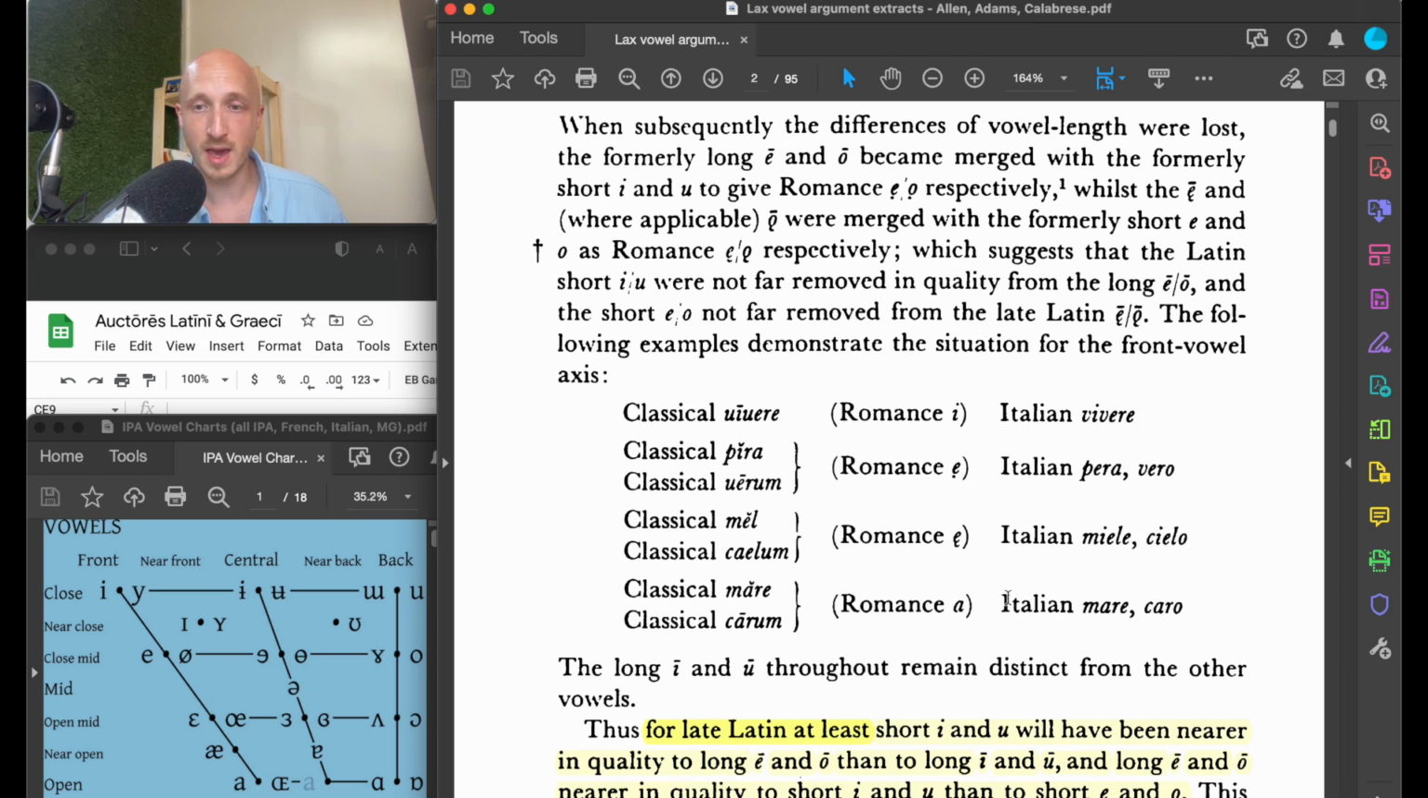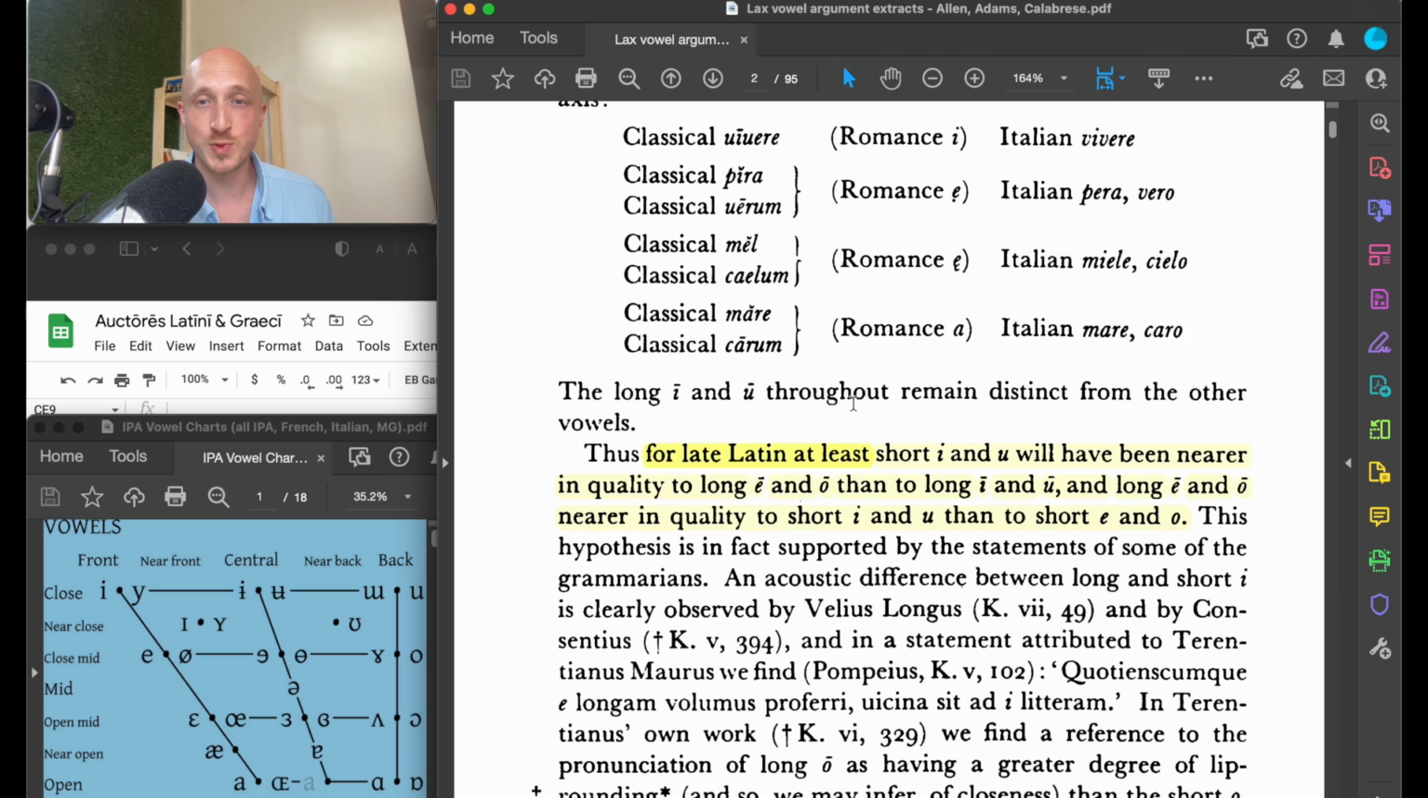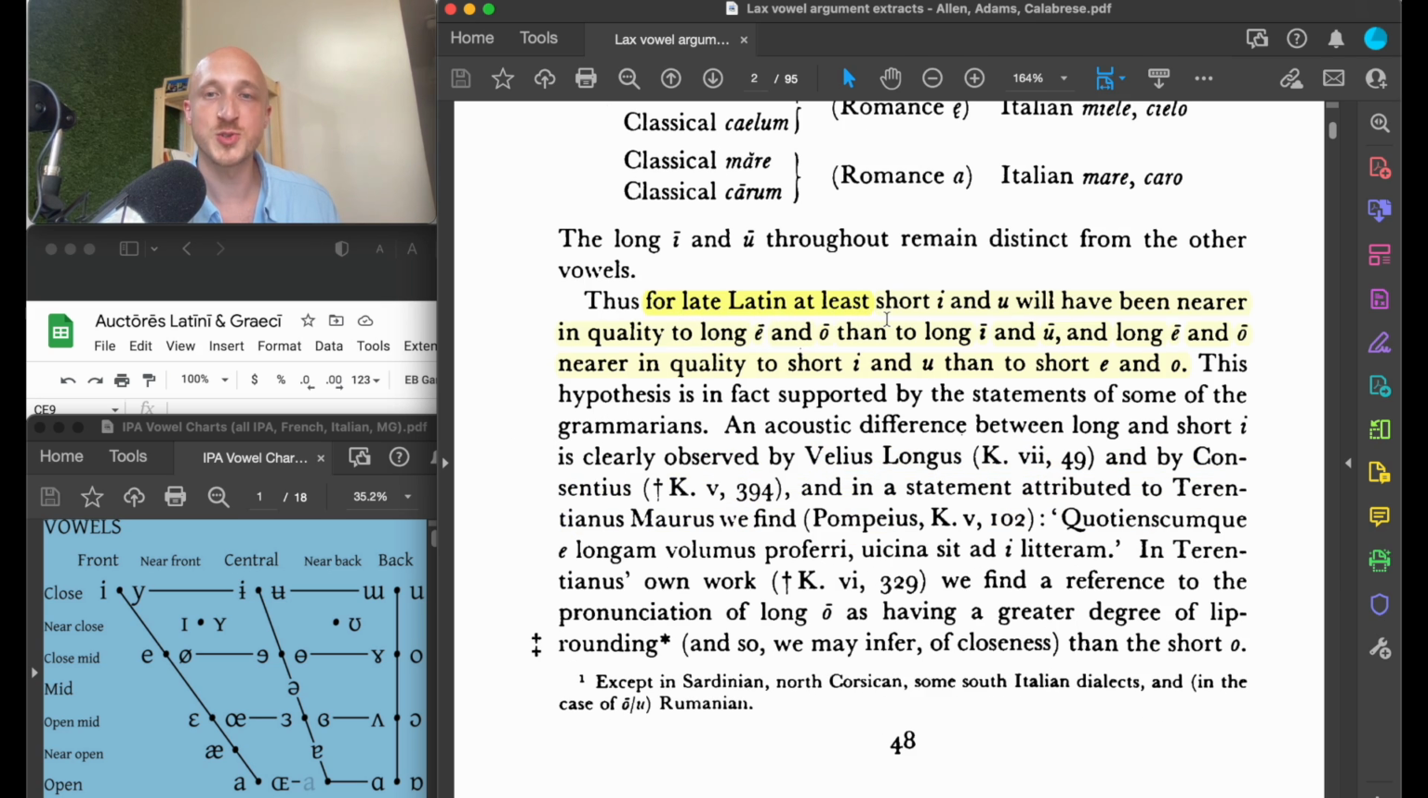So we have a demonstrable change in Romance, he says Romance, which is very interesting, we'll get to this. And the long I and U throughout remain distinct from the other vowels. Thus, for late Latin at least, short I and U will have been nearer in quality to long E and O than to long I and U, and long E and O nearer in quality to short I and U than short E and O. This hypothesis is in fact supported by the statements of some of the grammarians.